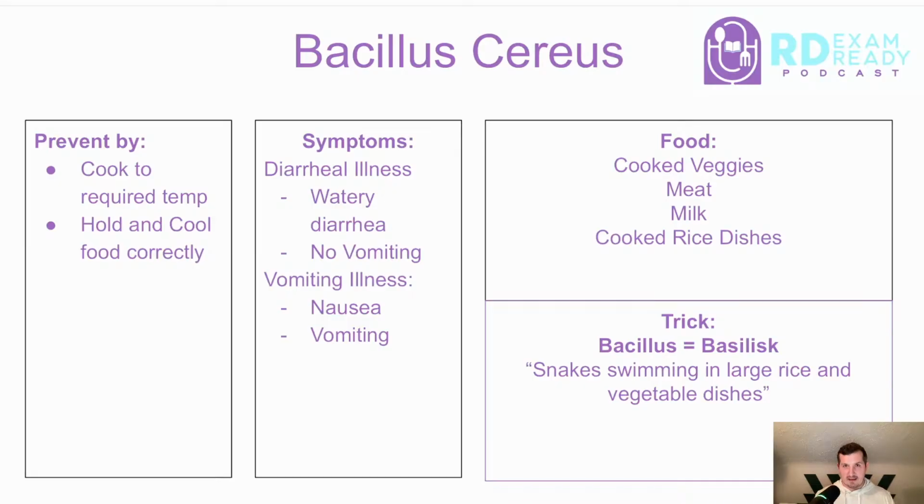So let's look at our trick here. I'm coming up with all types of ways to try to give you an idea to memorize this. Some are stupider than others, I would say, so just keep that in mind and find one that works for you. One is the word bacillus. I always think of basilisk, and a basilisk is a snake or a serpent of some kind. So I picture a snake swimming in this big vat of fried rice. Weird image, but it helps me associate and think of the foods that would fit with Bacillus cereus.